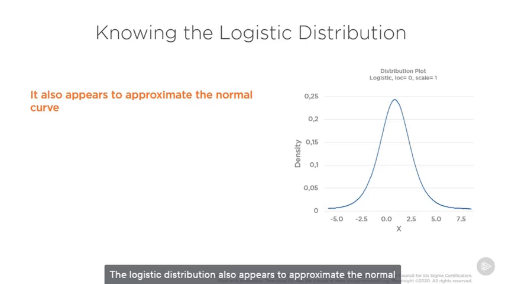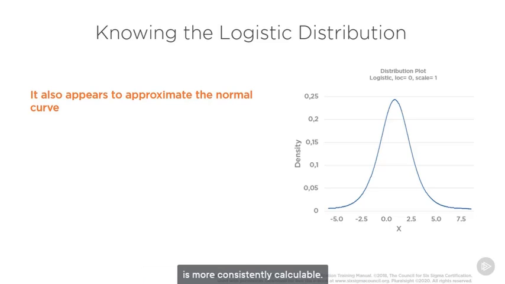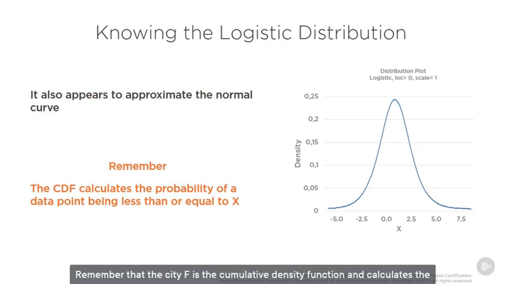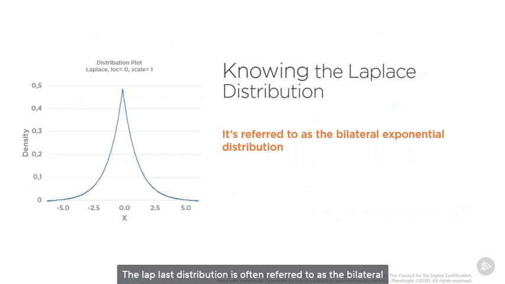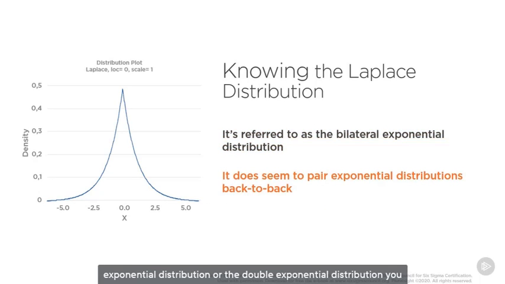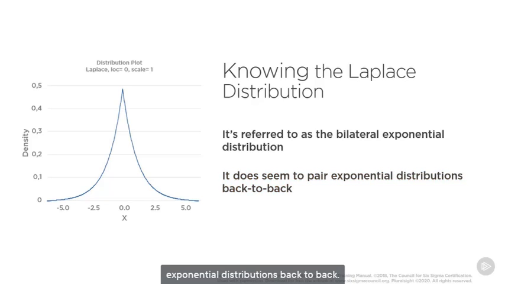The logistic distribution also appears to approximate the normal curve, and is in fact used in some science and math functions to approximate other symmetrical distributions. This is because the CDF of a logistic distribution is more consistently calculable. Remember that the CDF is the cumulative distribution function and calculates the probability that a given data point is less than or equal to x, where x is any point on the x-axis of a probability curve. The Laplace distribution is often referred to as the bilateral exponential distribution or the double exponential distribution. You can see from the image on the screen, the Laplace distribution does seem to pair exponential distributions back to back.